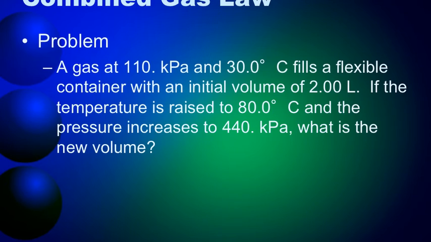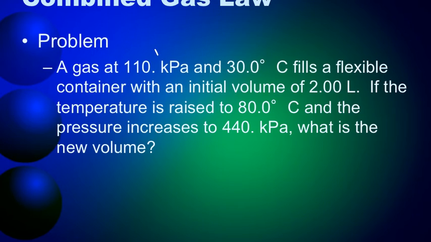A gas at 110 kilopascals and 30 degrees Celsius fills a flexible container with an initial volume of 2 liters. If the temperature is raised to 80 degrees Celsius and the pressure increases to 440 kilopascals, what is the new volume? So as usual, let's pretend we don't know that this is going to be a combined gas law problem. We would need to go through and label everything. So let's go ahead and do that.